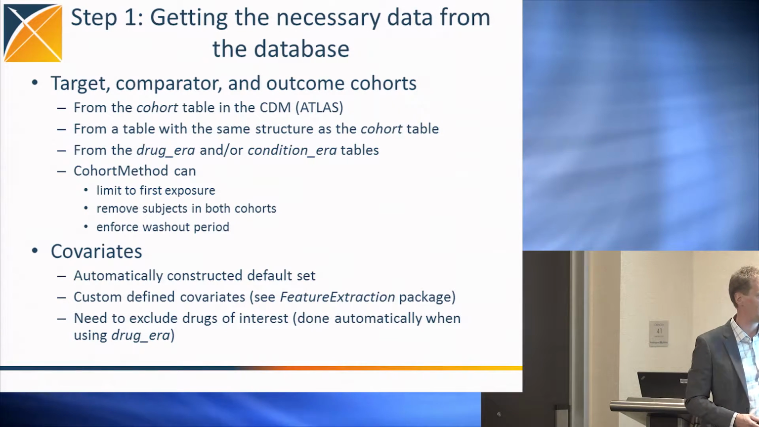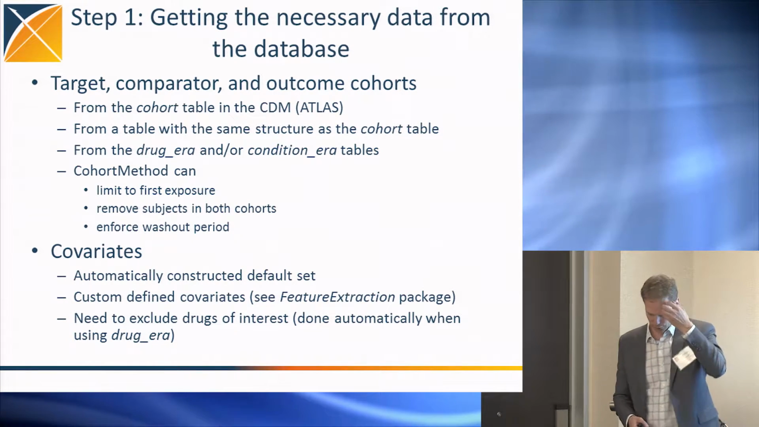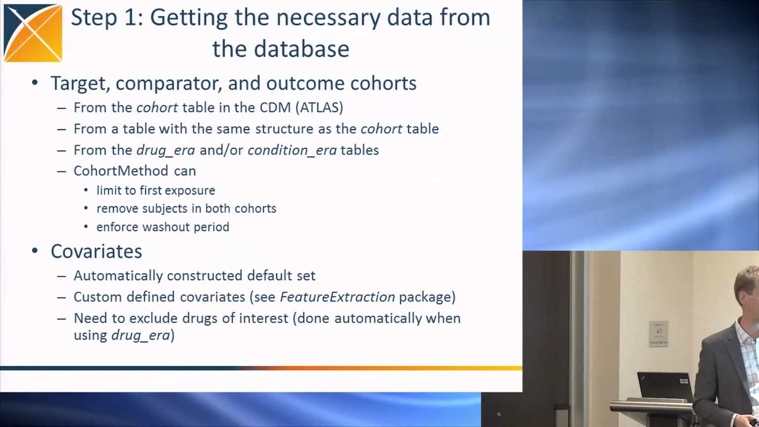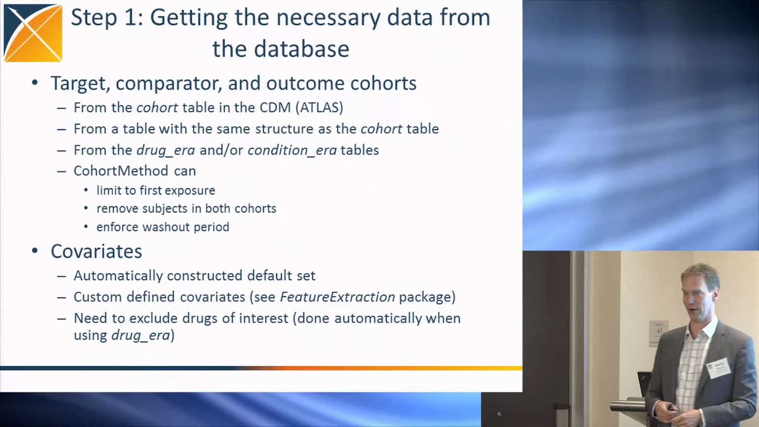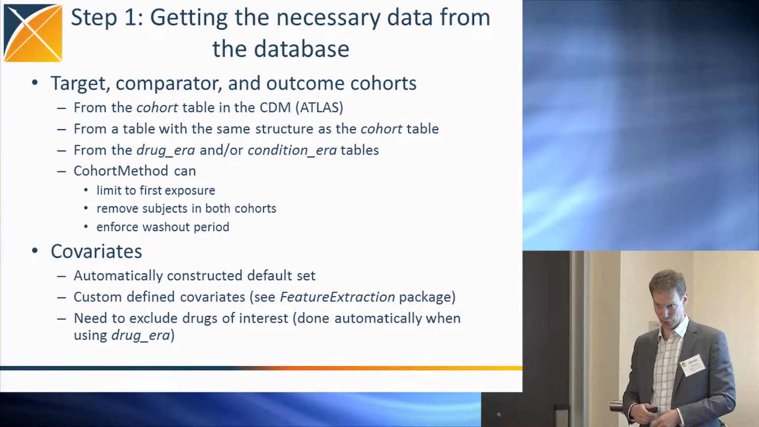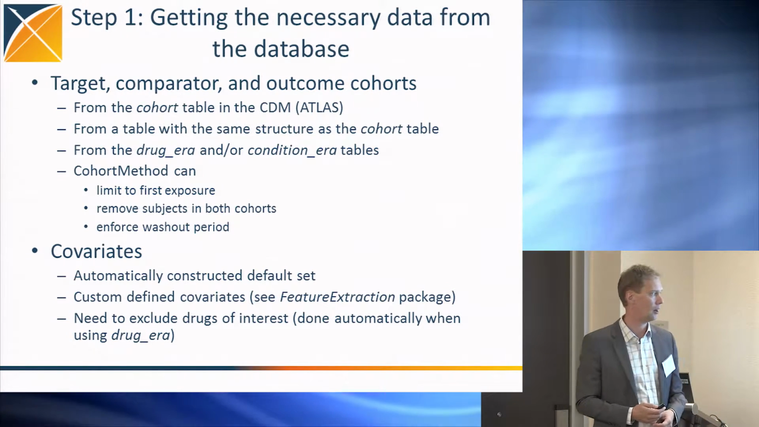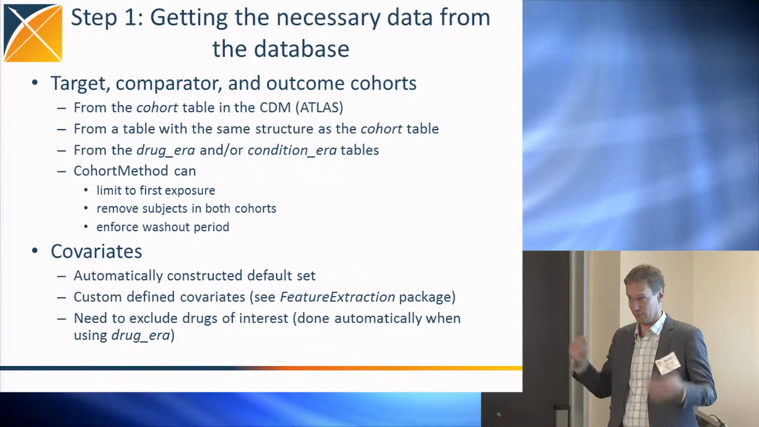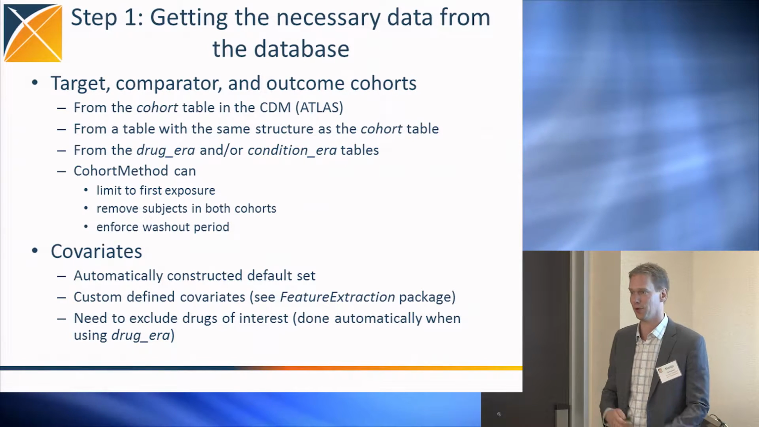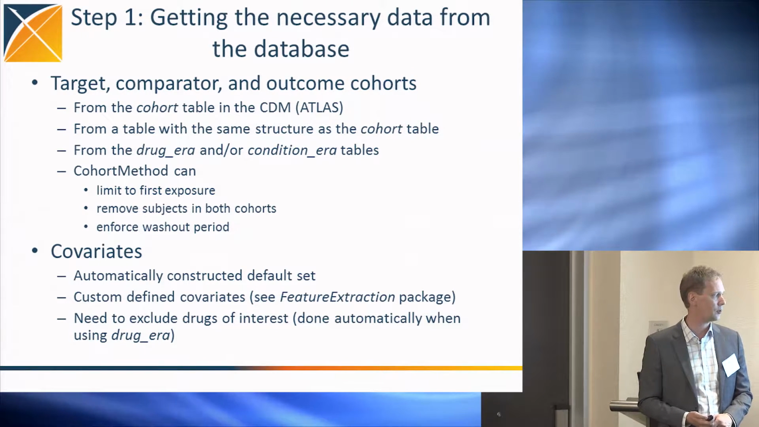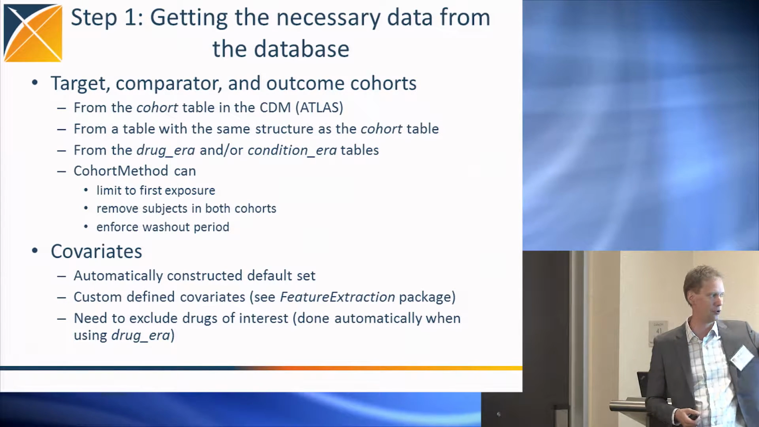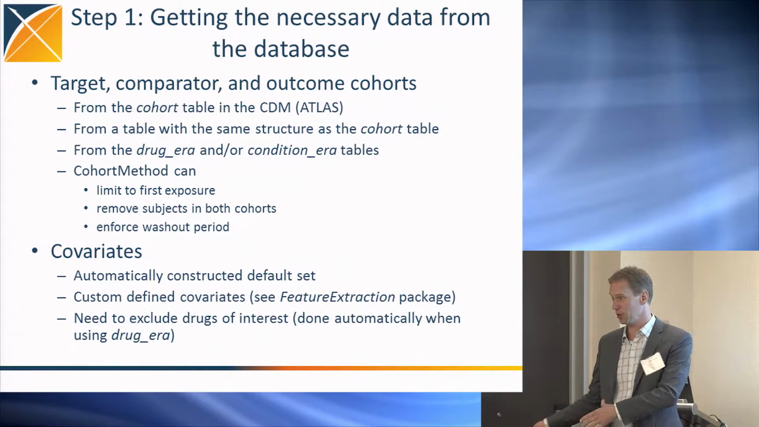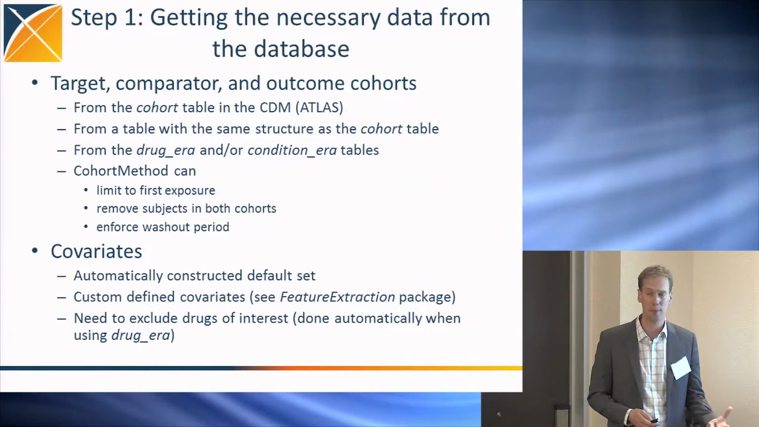All right, so that's our TCO, and then we have the covariates. I already discussed this a little bit before the break. We usually use the automatically constructed default set: if you just create covariate settings, you basically turn almost everything on. You could create custom defined covariates. So if there's a covariate that isn't in there, like a very novel risk score that you want to compute yourself, there are facilities to do that. You should look at the FeatureExtraction package to see how you do that. But that would require you to write actual SQL code and R code to implement that particular feature.